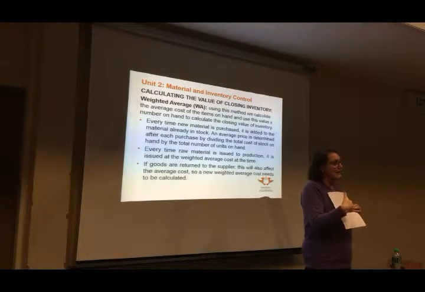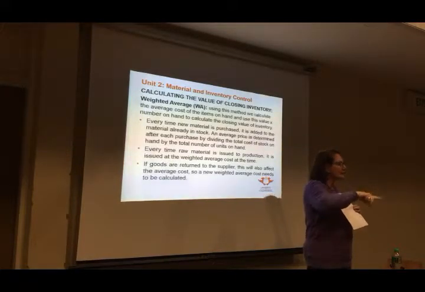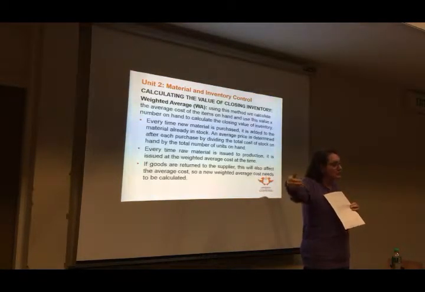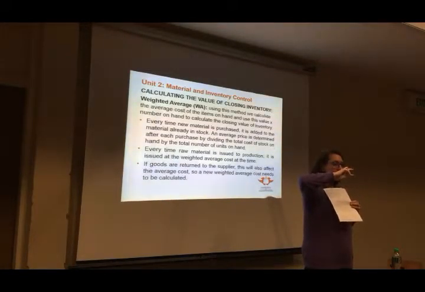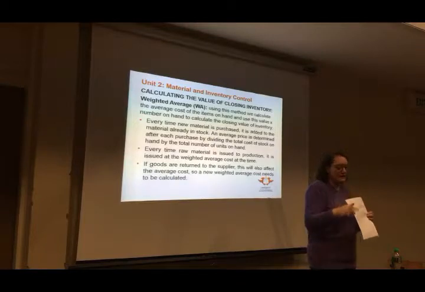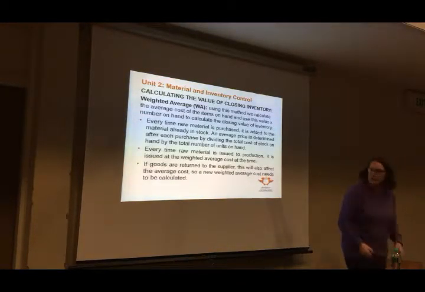But when new goods come in, you may have some goods at 34 rand and the new goods come in at 40 rand, you've got to calculate a new weighted average price. When you're issuing it to production, you're going to issue it at 34 rand. But when the new goods come in at 40 rand, you've got two different sets of prices. So whenever you've got two different prices, you've got to recalculate your weighted average. Okay, so it works on an average price.